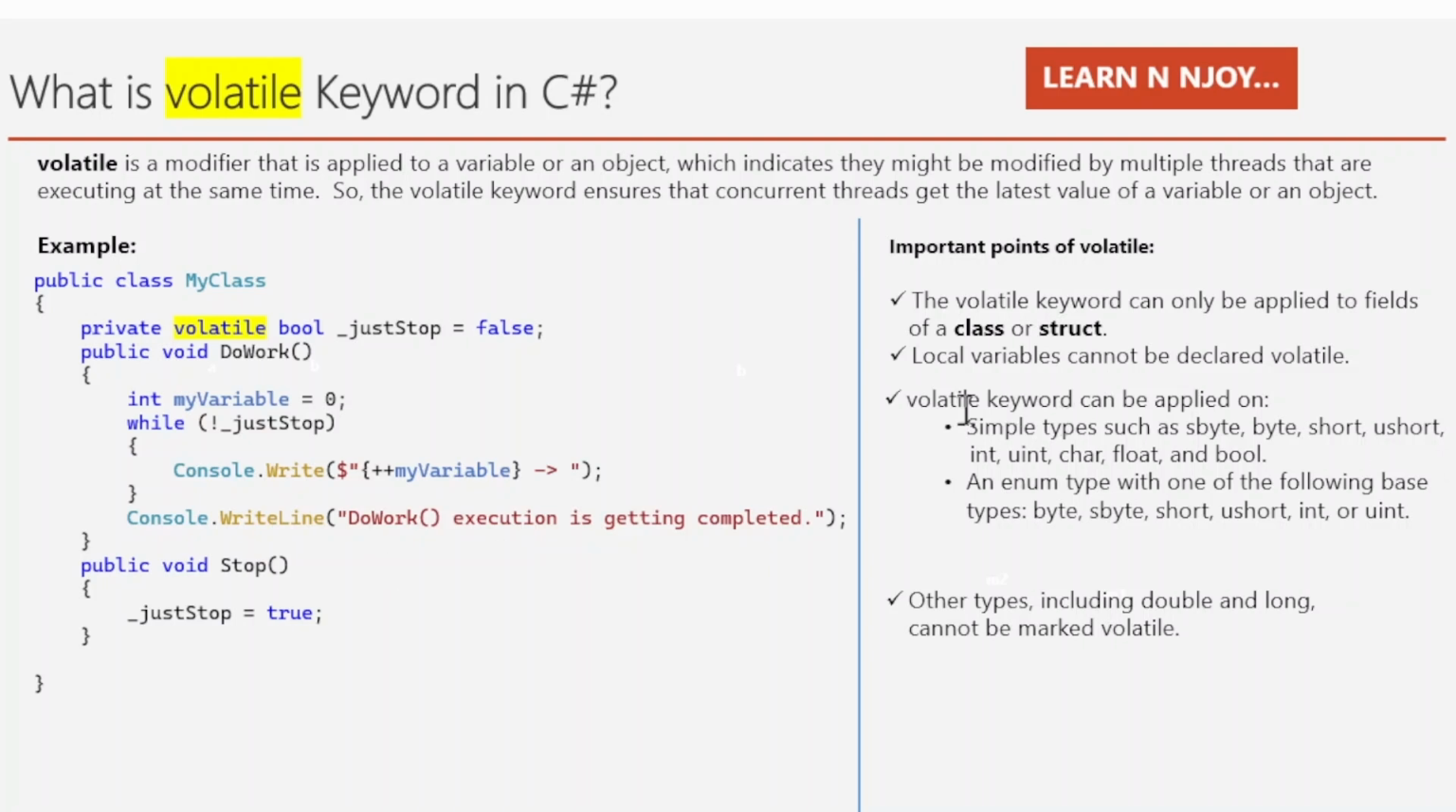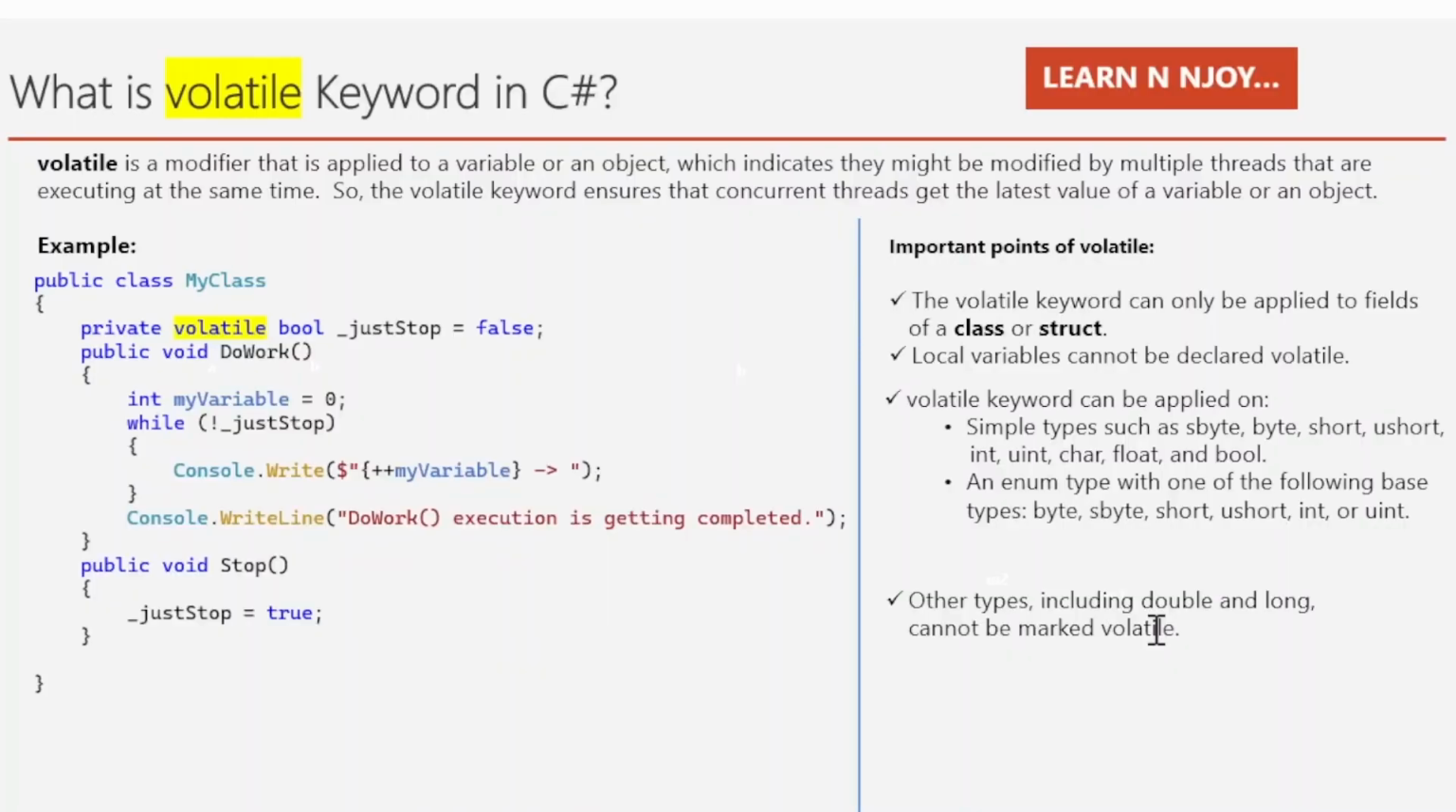Okay. Number three, the volatile keyword can be applied to simple types and enum types. Simple types such as sbyte, byte, short, ushort, int, uint, char, float, and bool, whereas an enum type has a base type like byte, sbyte, short, ushort, int, or uint. Number four, other types including double and long cannot be marked volatile. Why?